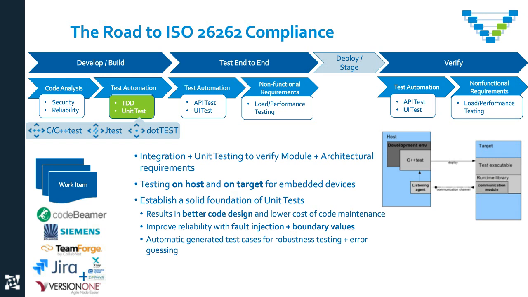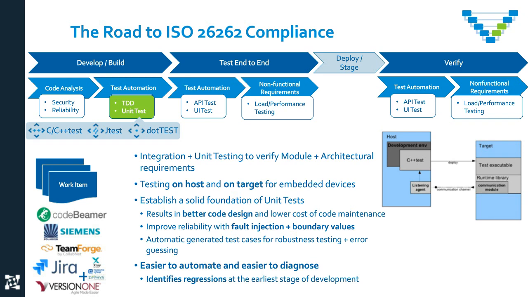Now, unit testing is called out by ISO 26262 as a requirement. It talks about better code design as being one of those outcomes, but it also references boundary values and fault injection as things you need to be able to validate for the robustness of your individual units. This is where with C++test, we can not only guide you through the creation of source code-based unit tests, but we can also automatically generate unit tests for robustness testing and error guessing, meaning that we're applying heuristics against the code, and we're using those heuristics to expose underlying issues within the code base.